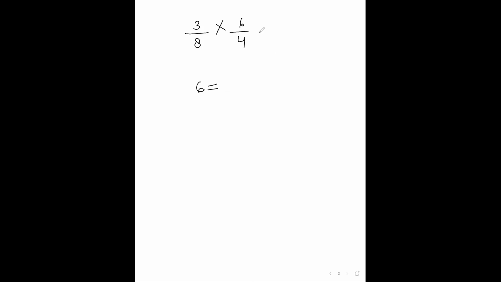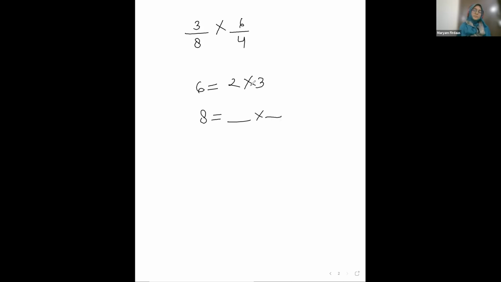2 and 3, 2 multiplied by 3. 8 can be written as something multiplied by something. Can you tell me what those two are? 2 and 4. Now, do they have anything in common? Yes. What? 2.